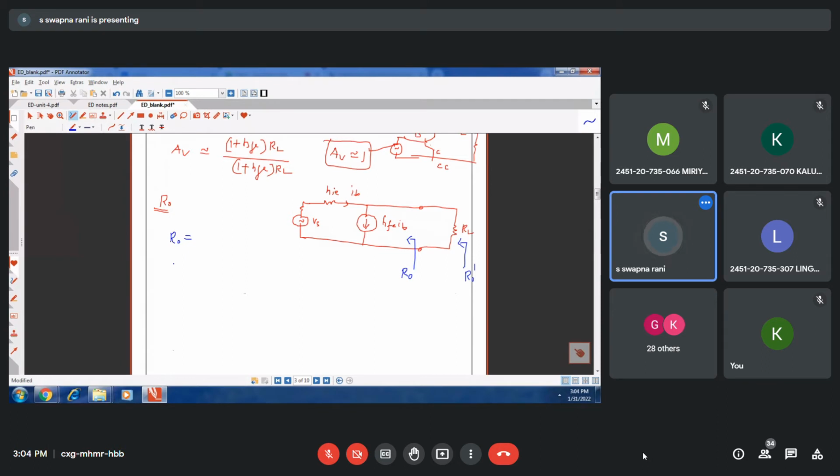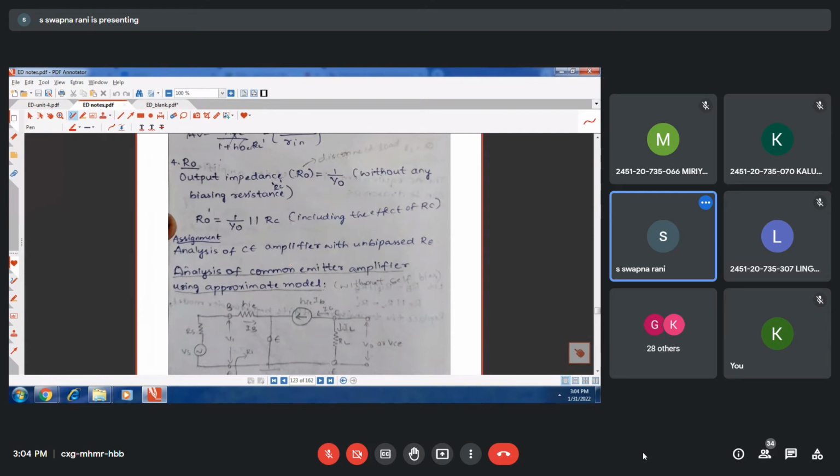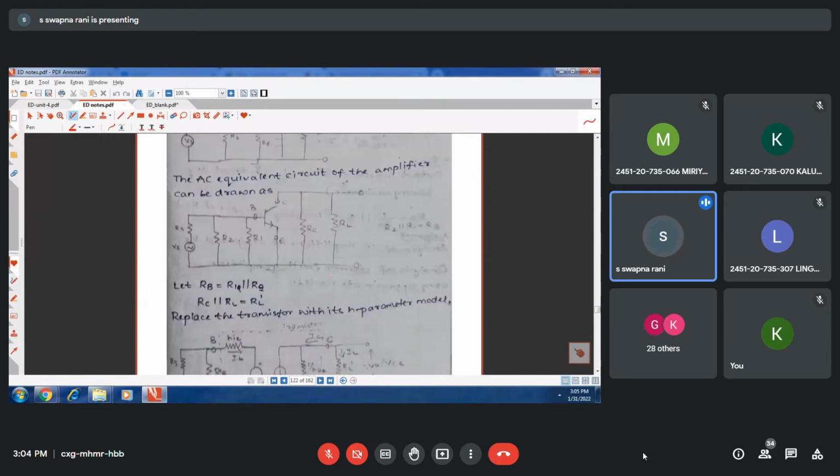R not dash. RL. Yes, R not. So the general expression is R not dash is R not in parallel with RL. So first, after finding R not, take the parallel combination of R not with RL. Then you will get the R not dash. So like that you have to find out for all the three configurations.